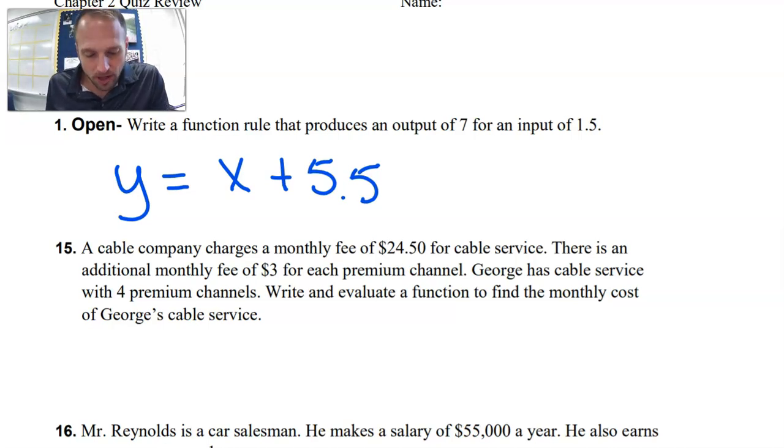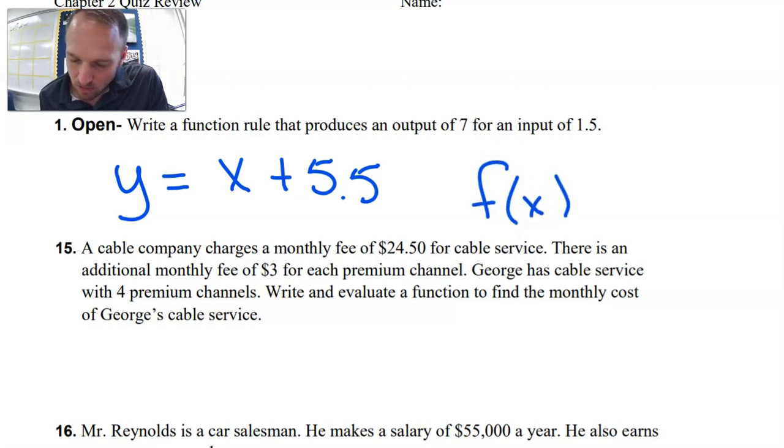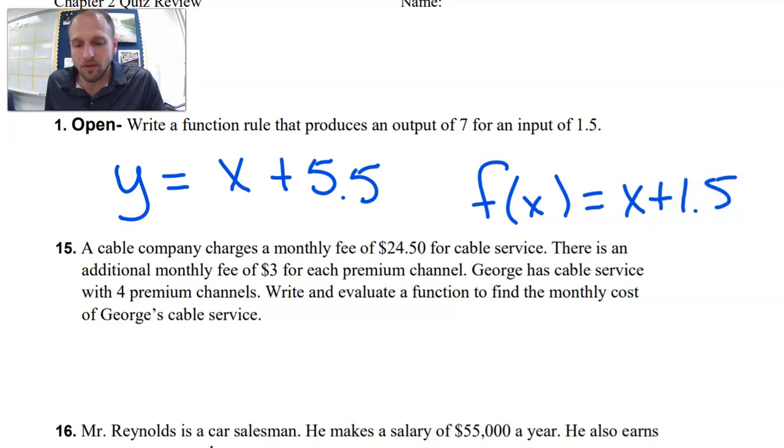y is our output, x is our input. Our input plus 5.5 is going to be equal to 7. Now, if I wanted to write this as an actual function in function notation, I would write x plus 5.5, and instead of the y, I could write f of x. Either one of these is fine. Just somehow figure out how to turn that 1.5 into 7, and we can do that just by adding 5.5.